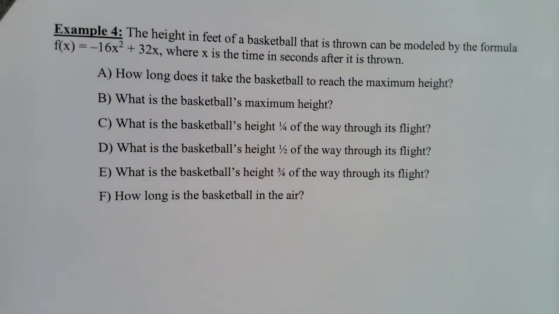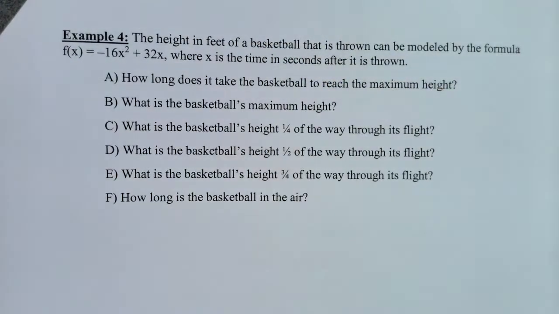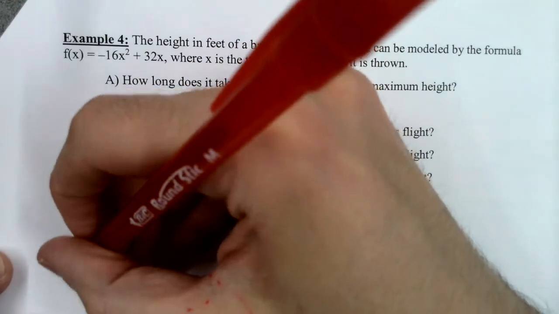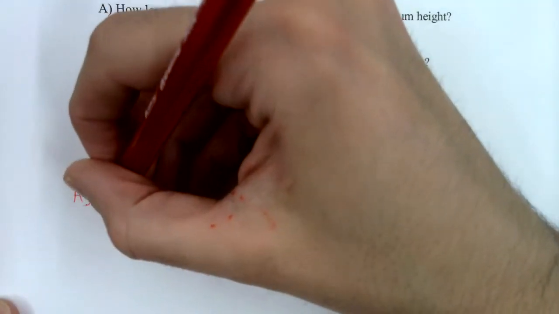Last example. The height in feet of a basketball that is thrown can be modeled by the formula f of x equals negative 16x squared plus 32x, where x is the time in seconds after it is thrown. Part A, how long does it take the basketball to reach its maximum height? That is the axis of symmetry. So part A, I'm going to write down, find the axis of symmetry.